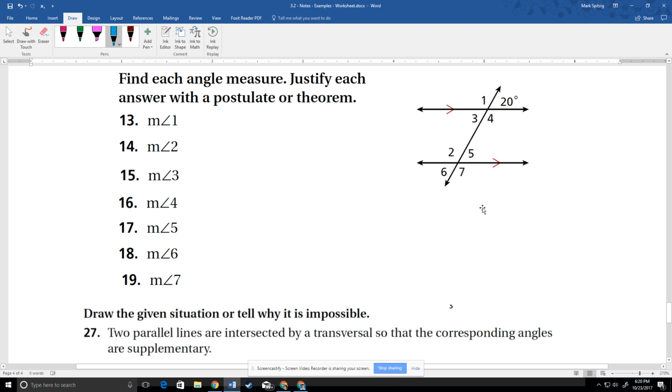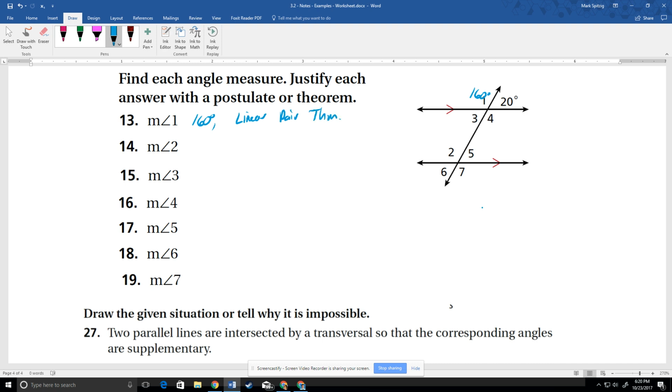All right. So find each angle measure, and we're going to justify it with a theorem or postulate. So here's what we're going to do. We're going to say the measure of angle 1. Okay, well, I can find it by subtracting from 180 here, right? So in other words, it's going to be 160. And the reason I could do that, because I said I can subtract from 180, is because they're a linear pair, and linear pairs are supplementary. So I could say I found that because of the linear pair theorem.